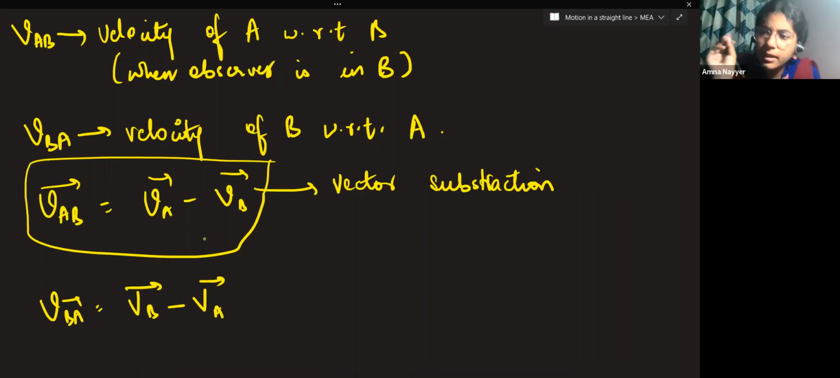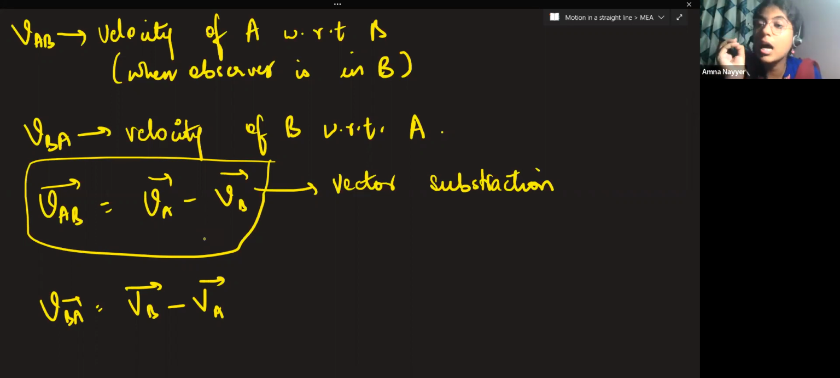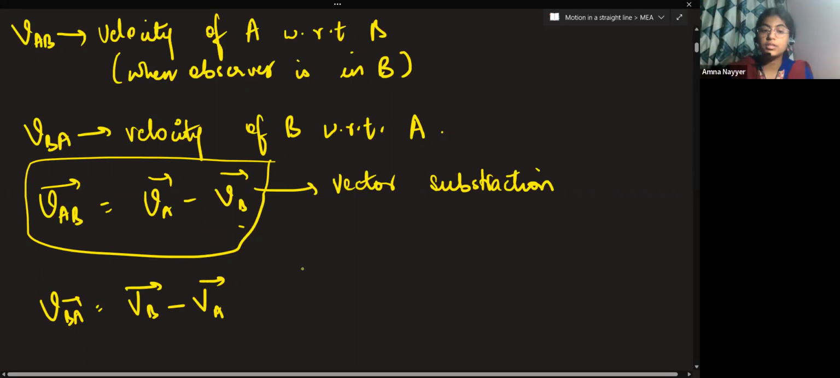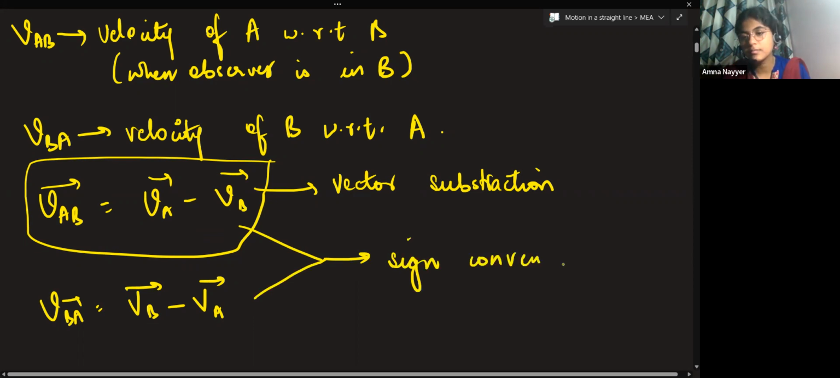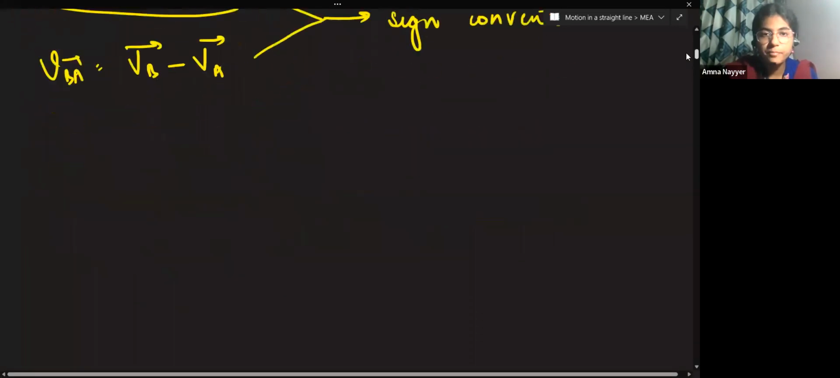You know how to subtract and add. Just remember the sign conventions, you will be able to put it. Now, sign conventions, how to use sign conventions. Remember, in all these formulas, you have to use sign convention. We'll do questions on this as well. How to use sign convention, first understand that.